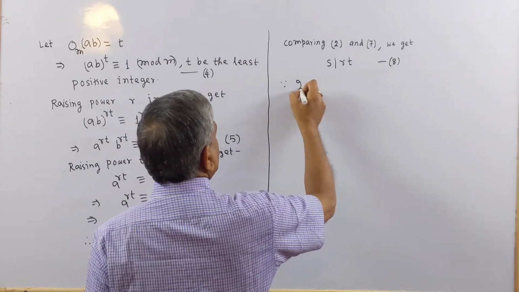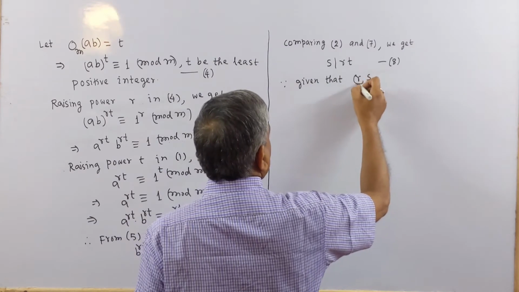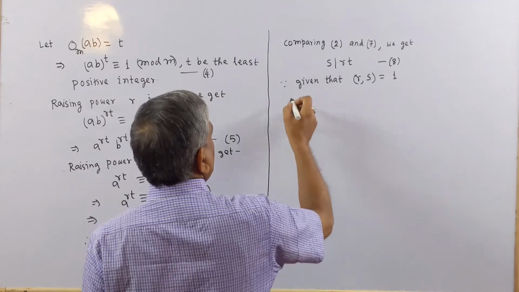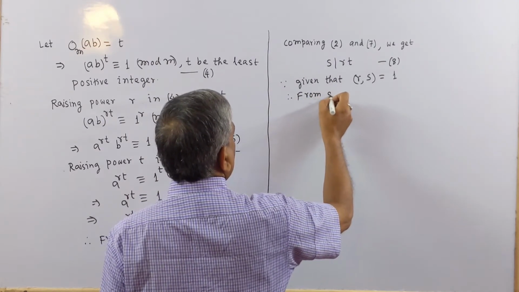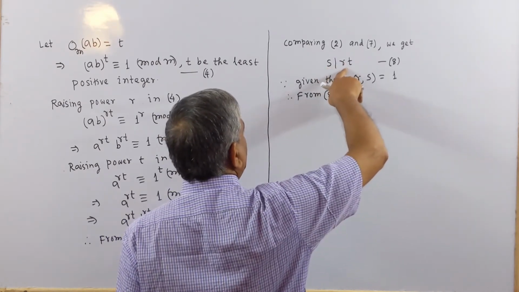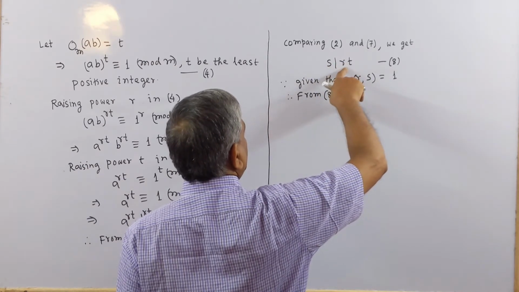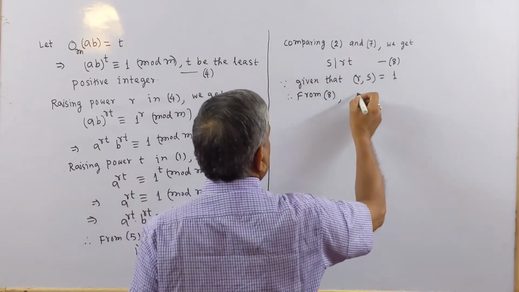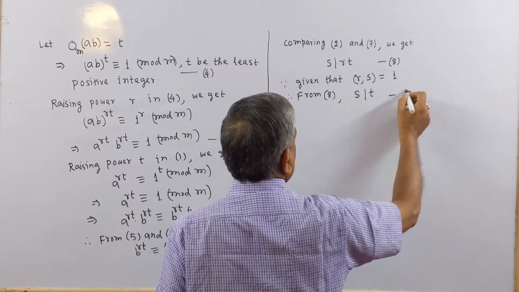Since given that GCD of r and s equal to 1, therefore from 8, here GCD of r and s is 1, that is r and s are relatively prime to each other, hence s divides t. This is number 9.